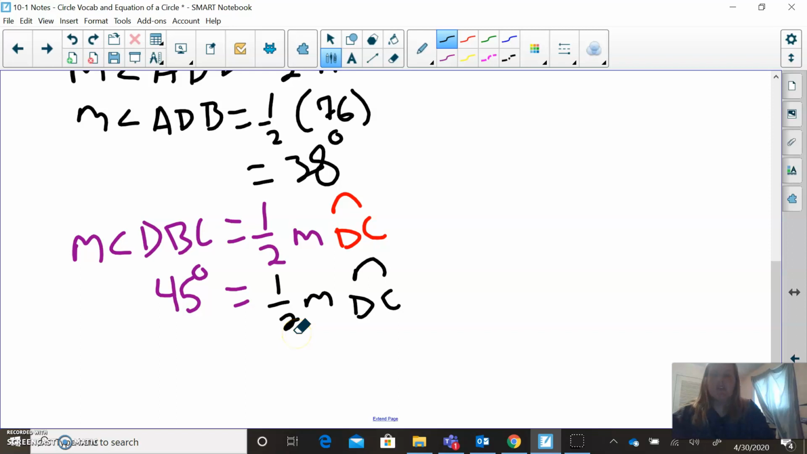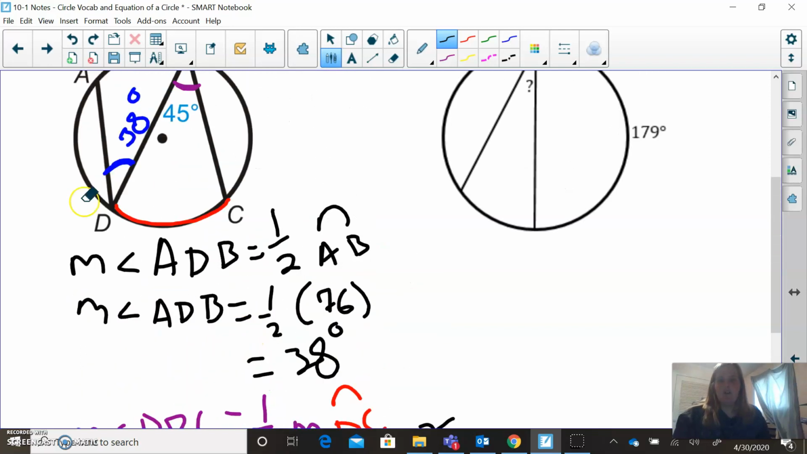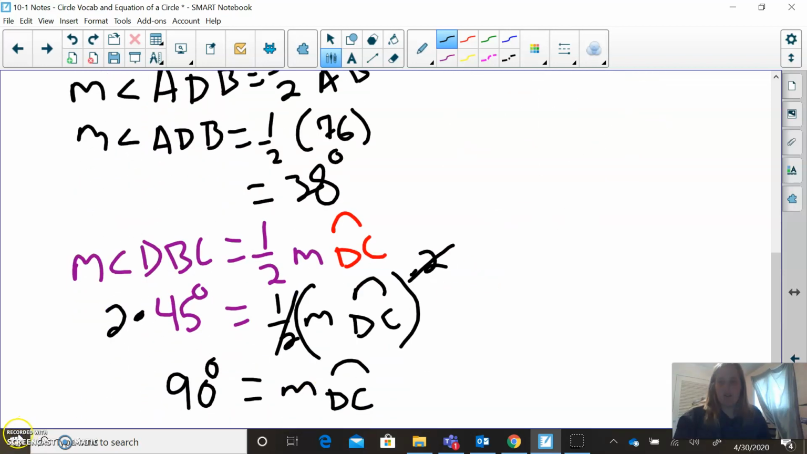So this is like multiplication, and to undo multiplication, we do division. So we're going to multiply by 2 on both sides. Right? And those cancel. So 2 times 45 is 90. So 90 degrees is equal to the measure of arc DC. All right? So this arc DC is 90 degrees. Awesome, guys.